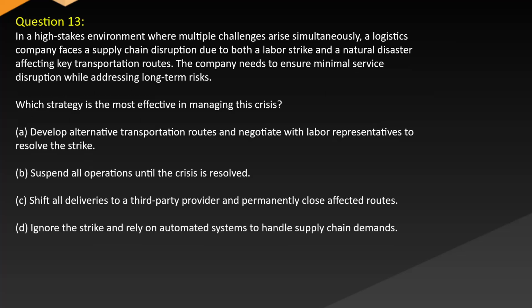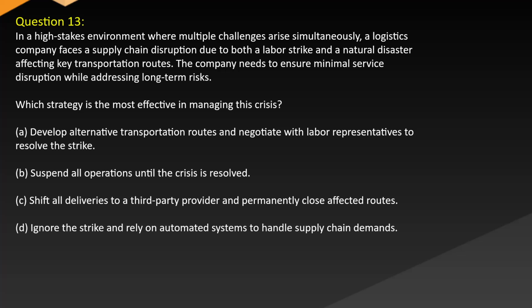Question 13. In a high-stakes environment where multiple challenges arise simultaneously, a logistics company faces a supply chain disruption due to both a labor strike and a natural disaster affecting key transportation routes. The company needs to ensure minimal service disruption while addressing long-term risks. Which strategy is the most effective in managing this crisis?